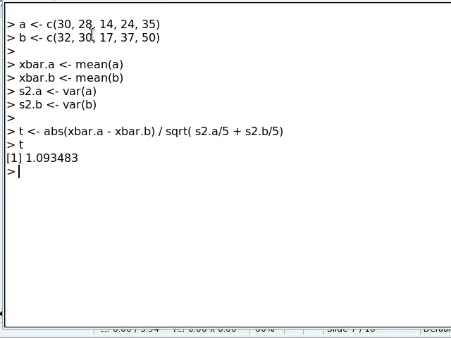And we get 1.093 as our t-statistic. And then again, we could look it up in our table. It turns out there are 8 degrees of freedom here, because there are 5 entries for the A category and 5 for the B category. 5 plus 5 is 10, minus 2 gives us our degrees of freedom when we're doing a two independent sample t-test. But again, why don't we let R do the work for us?